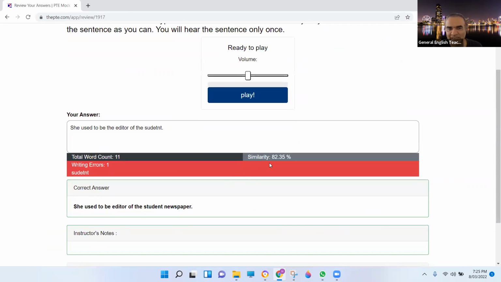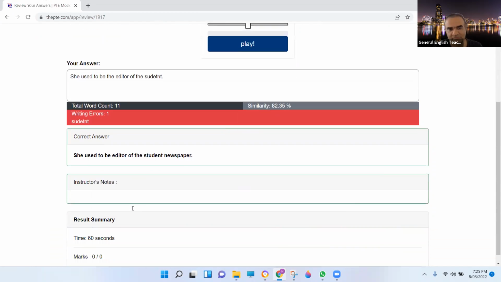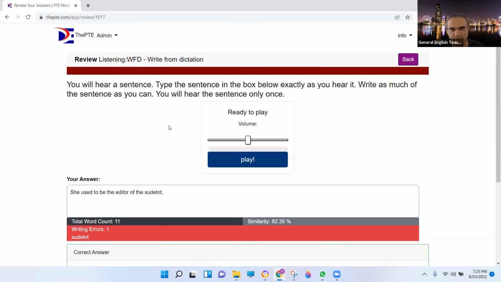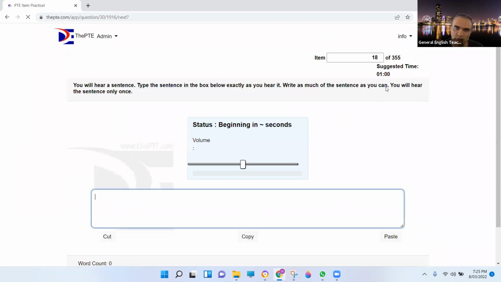So no problem there. So you see 82% similarity, even though I didn't manage to, where is it? Yeah, here. So she used to be the editor of the student newspaper. She used to be the editor of the student. That's it. The student is misspelled. I just missed a very easy point here. Anyway, very good. And the next one more. But don't forget to start with the capital and finish it with that full stop.